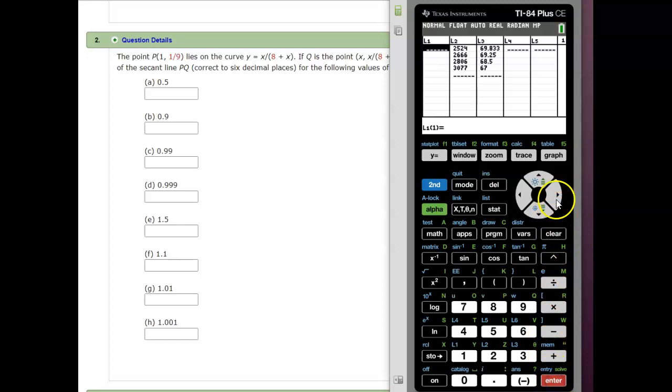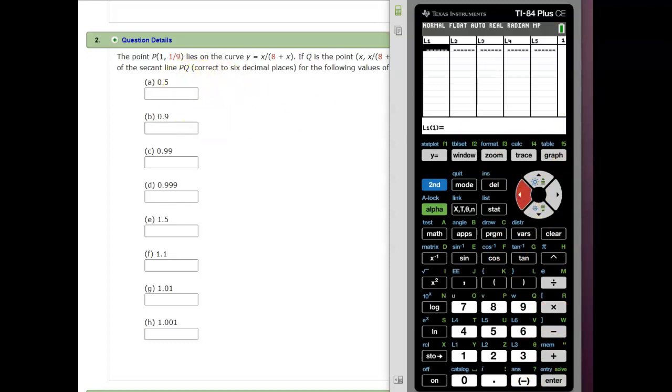If I hit clear, it'll clear the list. Go up to the top, hit clear, it clears the list. To the tippy top, where the label, the list name is, I hit clear and enter, and that clears out my list. So I'm ready to start with a clear list.